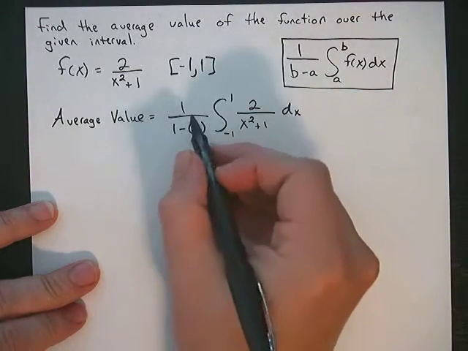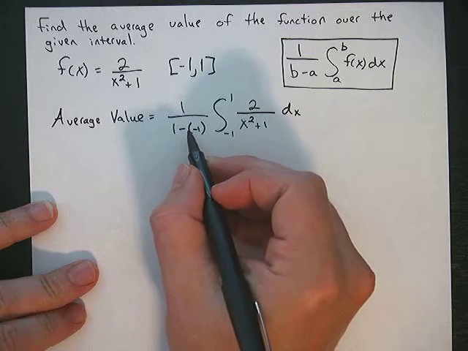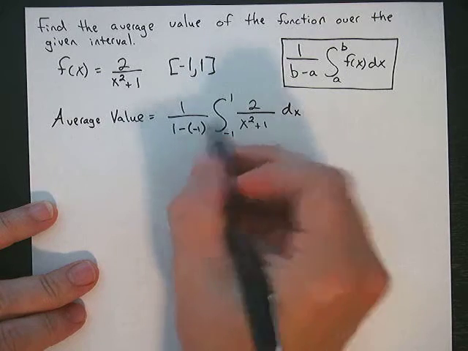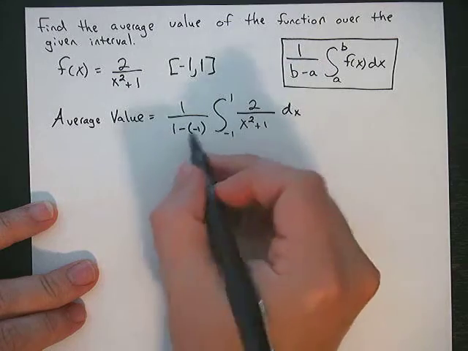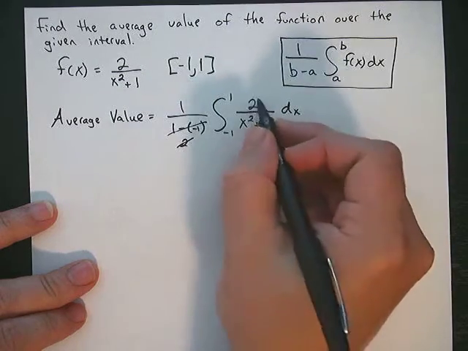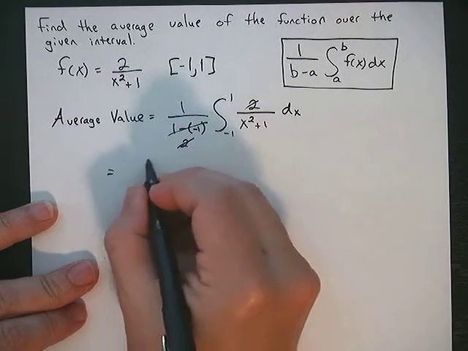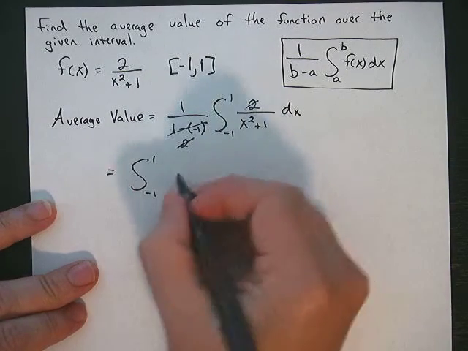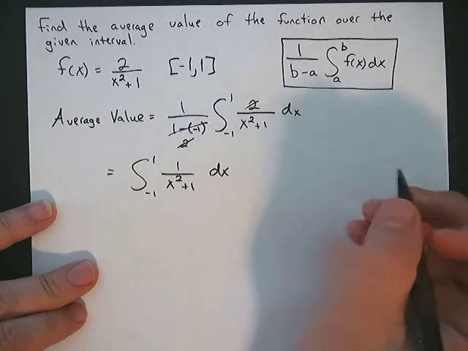Okay, now this becomes negative and negative makes positive, so this becomes 1 over 2. And that'll make it 1/2, and we also have a 2 here on top, so those two will cancel out. So this becomes a 2, which will cancel with that 2. Okay, so that becomes just the integral from -1 to 1 of 1 over x squared plus 1 dx.